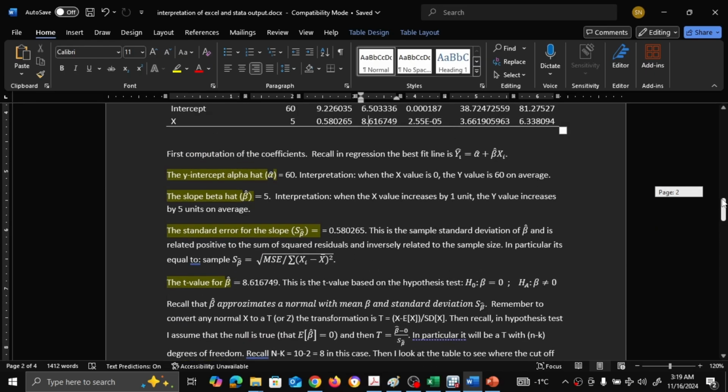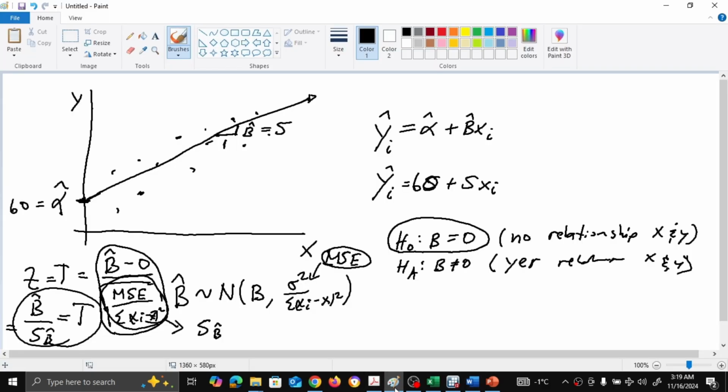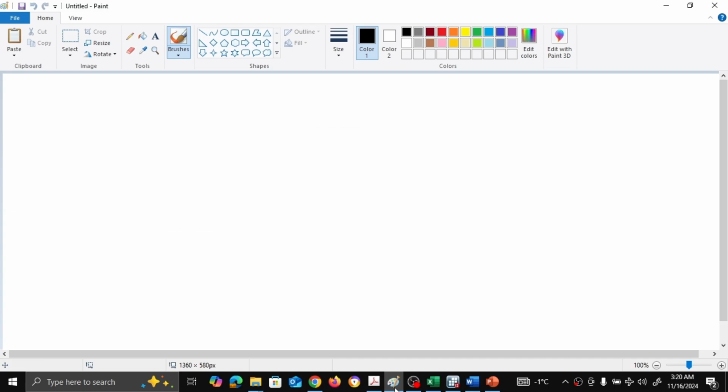Then, the program also gives you the p-value. Remember what the p-value is? Well, it turns out the t is pretty big, so I'm going to be rejecting the null. It's beyond the cutoff points. In particular, it looks something like this. If you're going to draw it, let me delete this real quick.